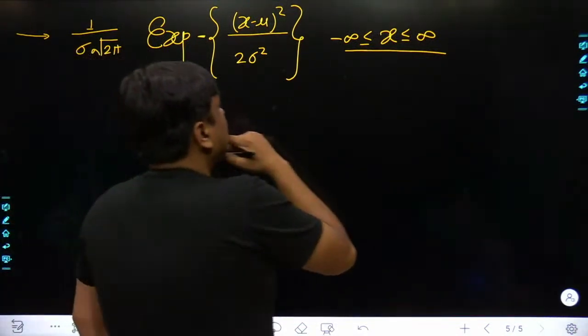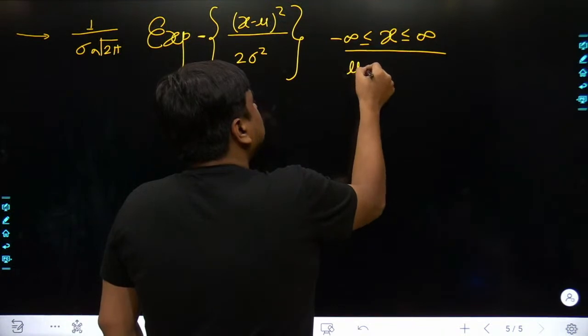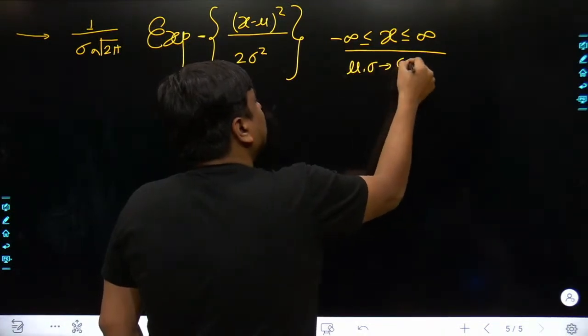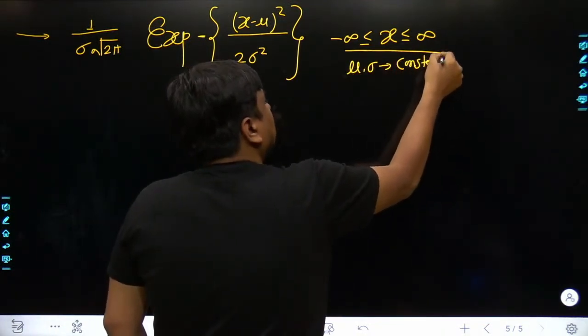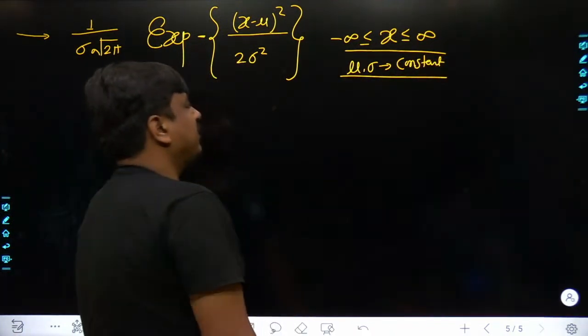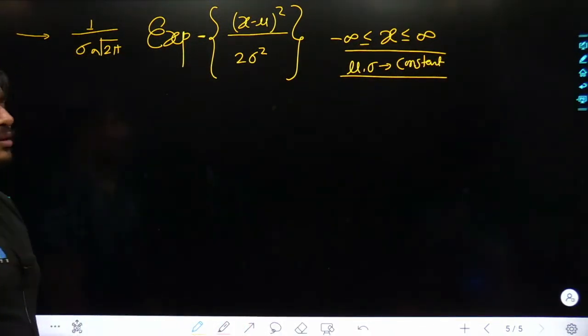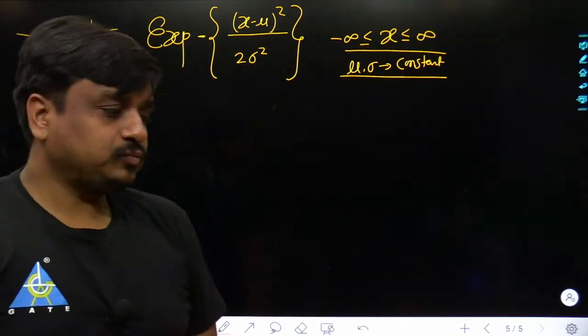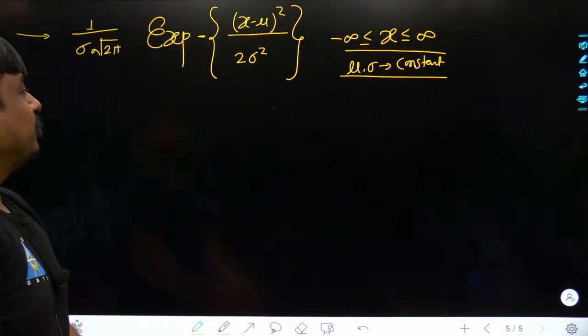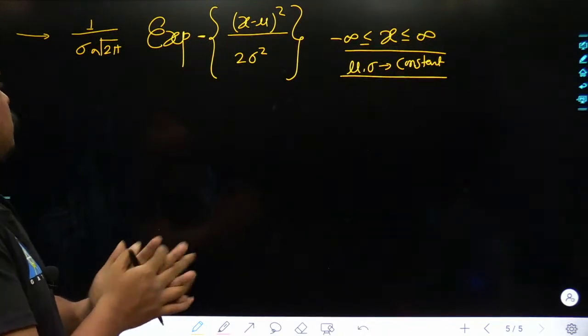Where mu and sigma are constants. Sigma is called the standard deviation, and mu is called the mean. That we would see once we discuss the normal distribution in great detail.